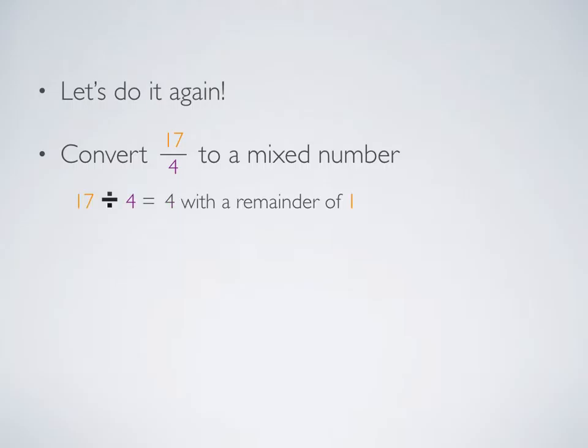Let's do it again. Let's convert 17/4 to a mixed number. So we divide 17 by 4, which is 4 with a remainder of 1. So 17/4 is equal to 4 and 1/4.